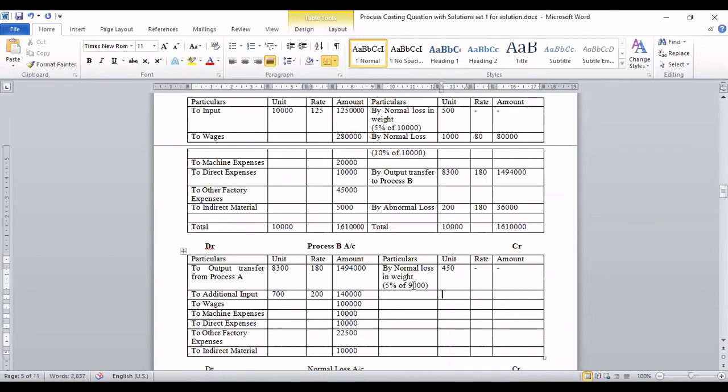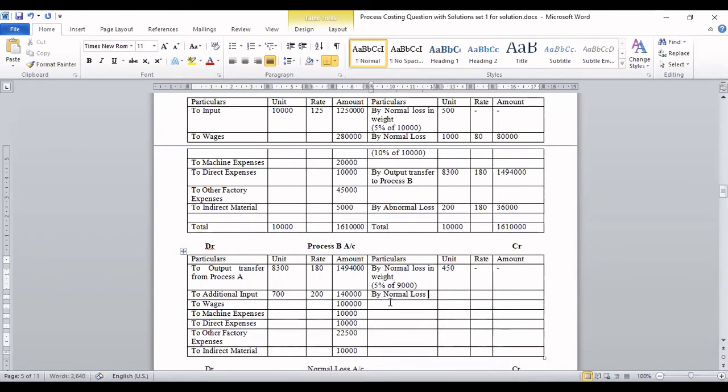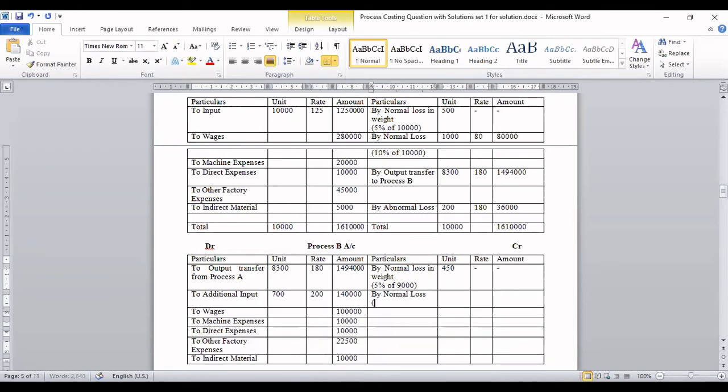Now similarly for normal loss, what is the percentage? Come on, tell me. For normal loss, it is 10%, I feel. Yes, 10% of what? What quantity should we write here? 9,000. Very good. So it comes to 900.